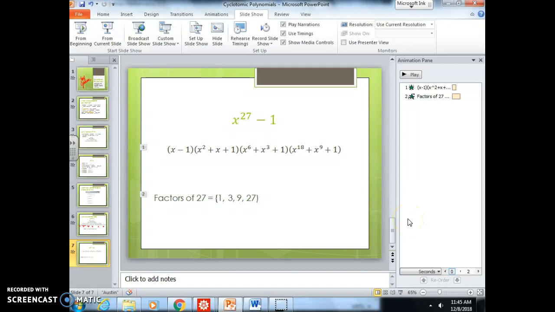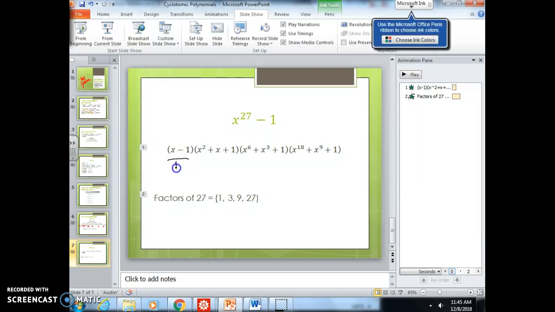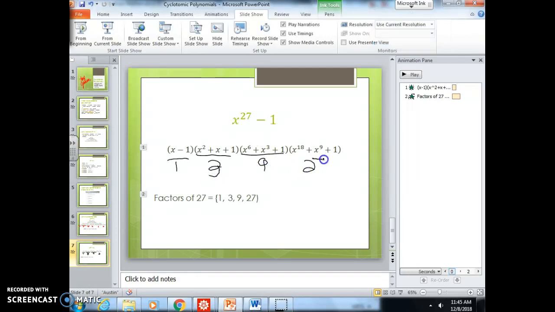Well, we've already done 3 of those. So the only new one is the 27. This is the first. This is the 3rd, 9th, and this is the 27th. And there we have our cyclotomic polynomials.